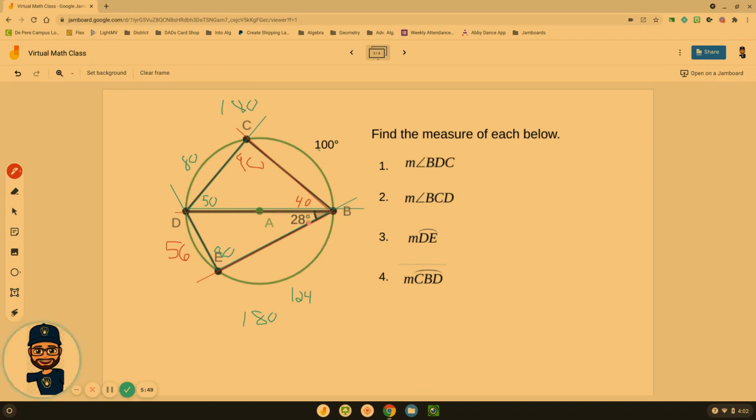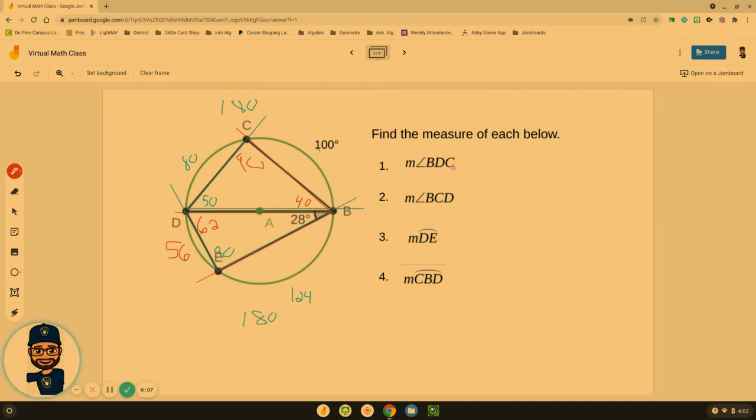90 and 28, plus this have to be 180. So if I take these two away from 180, we're left with 62. And now I think we've got all of the pieces. We've got all three angles, all the arcs. So now let's go back and answer the questions.